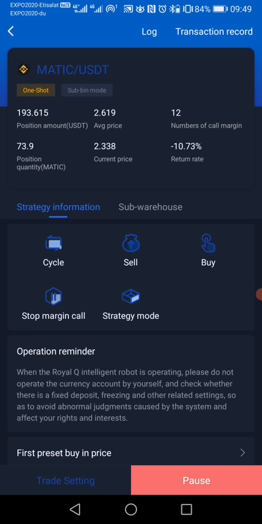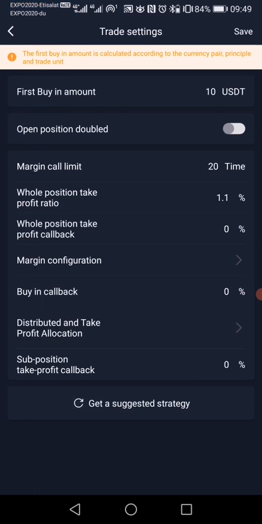on the trade setting. You click on trade setting below left side. When you click on it, this is the main trade settings. Here you will see the first buying in amount. For this particular coin I'm trading with 10 USDT. 10 USDT is the first buying amount.